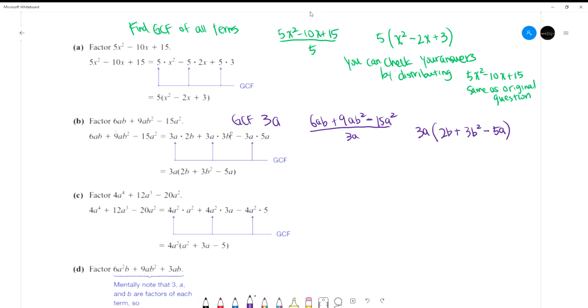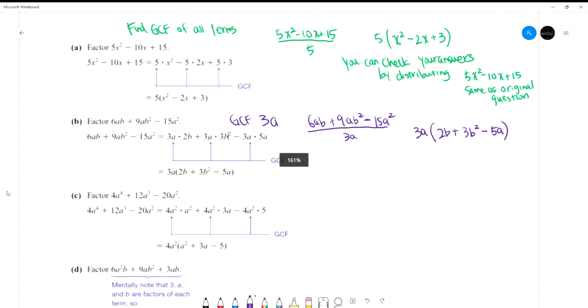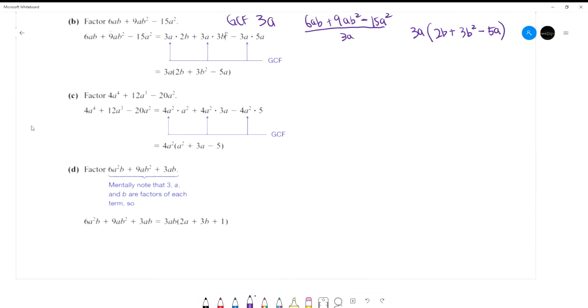All right. Let's move on to the next one then. Okay, we have 4a to the fourth, 12a cubed, minus 20a squared. Finding the GCF is always the first step of any factoring problem. So this one we'll just do together. Let me choose a different color. I'll do green, yeah.